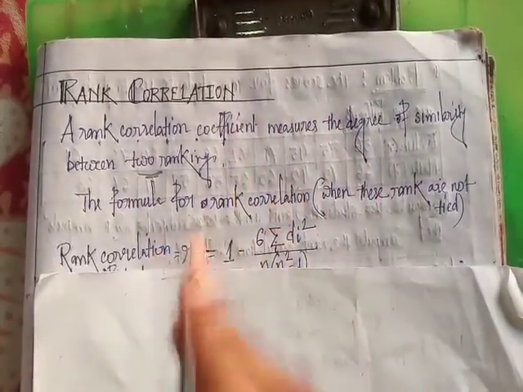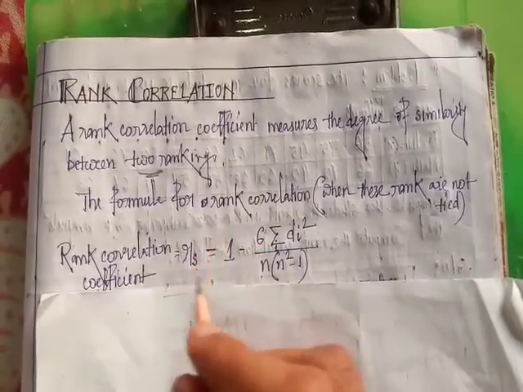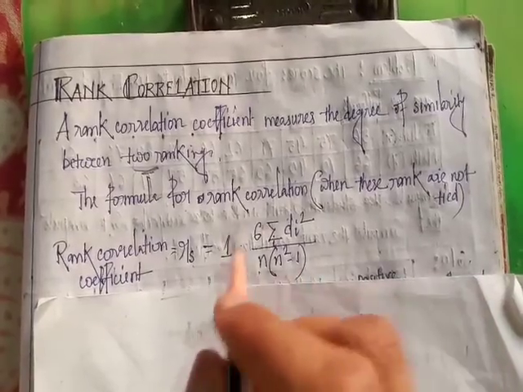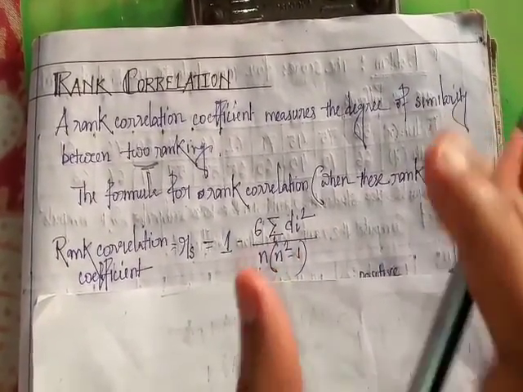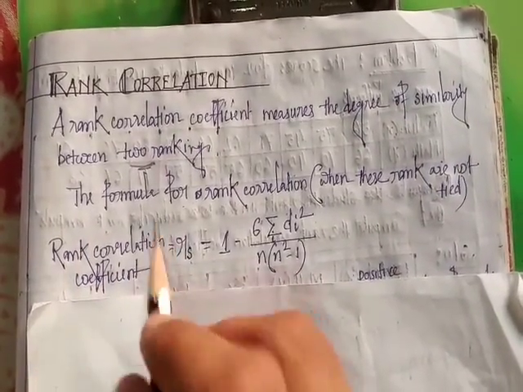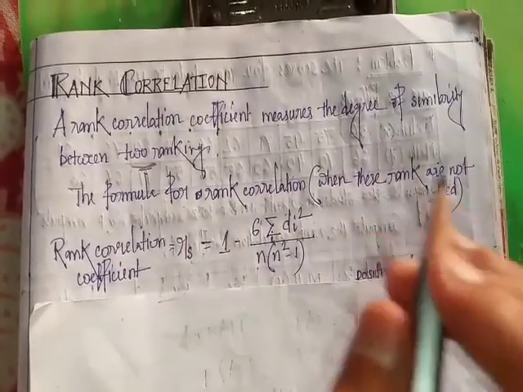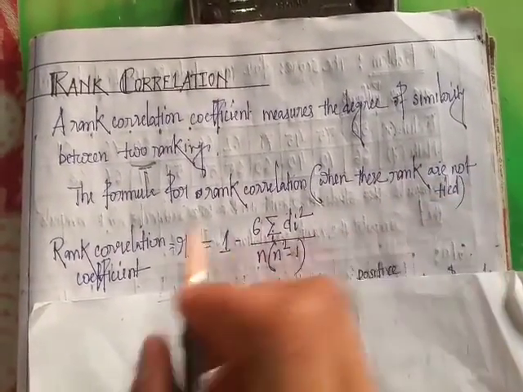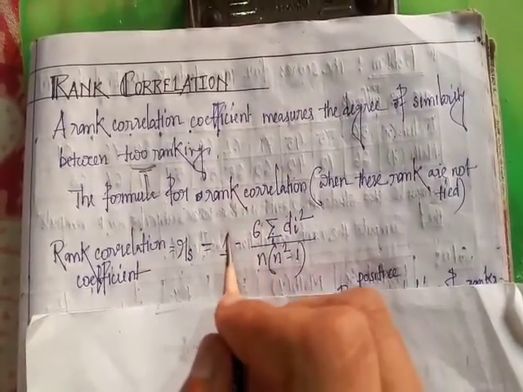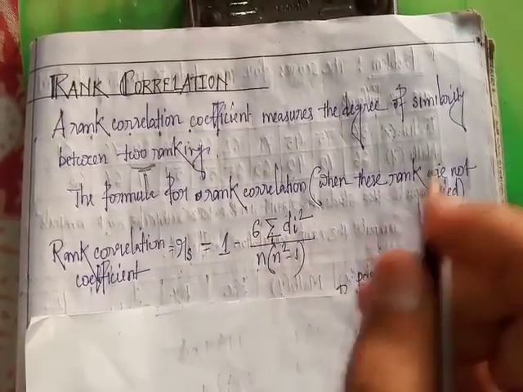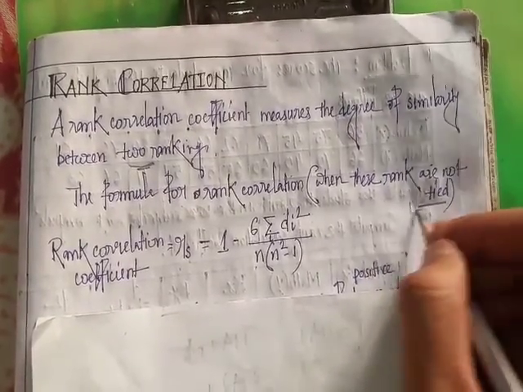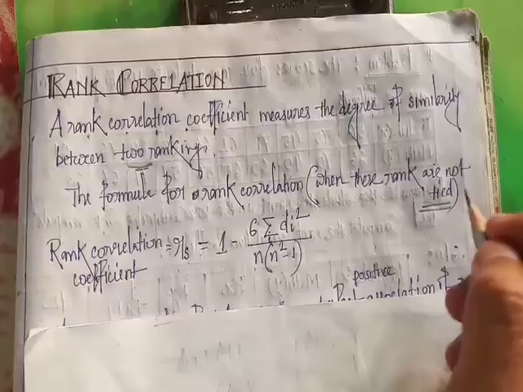The rank correlation coefficient is denoted by Rs, and it is defined by 1 minus 6 into summation di square by n into n square minus 1, where di is the difference between two ranks and n is the number of data. This is the formula of the rank correlation coefficient for not repeated ranks, that is, when the ranks are not tied.